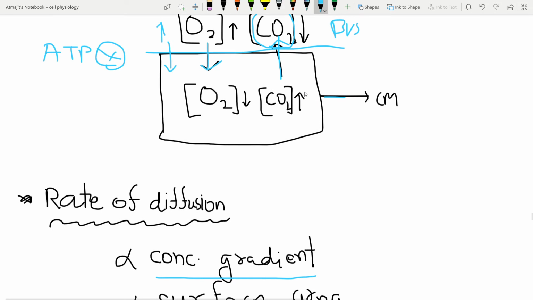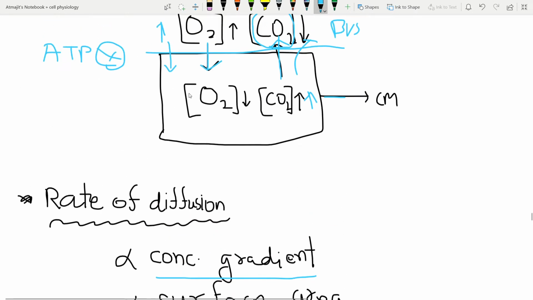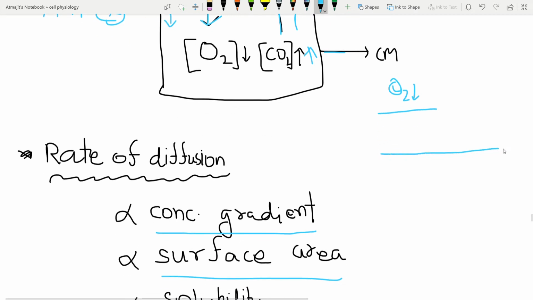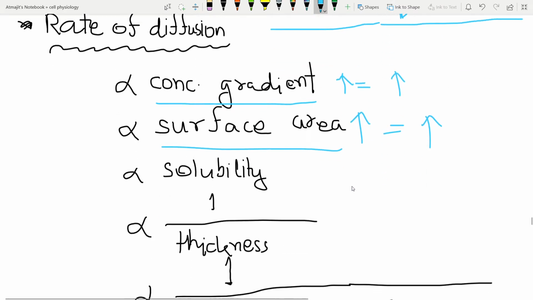If more carbon dioxide is inside the cell, then more carbon dioxide can go out of the cell. Surface area: if the surface area is this much, then only a little O2 can enter. But if the surface area is extended to this much, then more oxygen can enter into the cell. This is dependent on surface area. So if surface area increases, then diffusion also increases. If concentration gradient increases, then diffusion also increases.